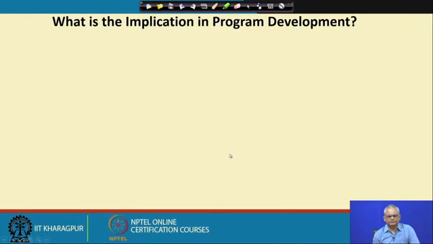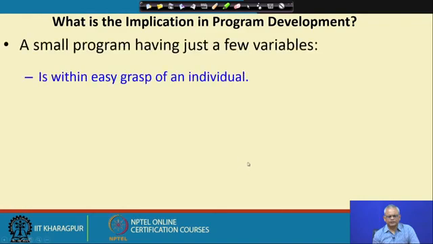The answer is that to understand a program, we must look at what the variables are and how they interact. Let us say you are writing a small program having only a couple of variables.